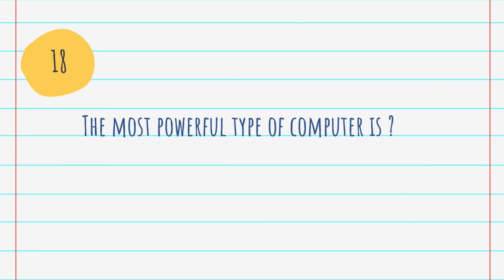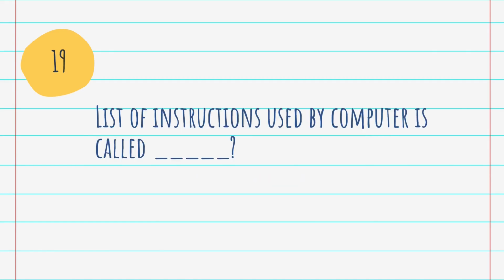Question number 18. The most powerful type of computer is? Answer is supercomputer. A supercomputer is a computer with a high level of performance as compared to a general purpose computer. The performance of a supercomputer is commonly measured in floating point operations per second instead of million instructions per second.